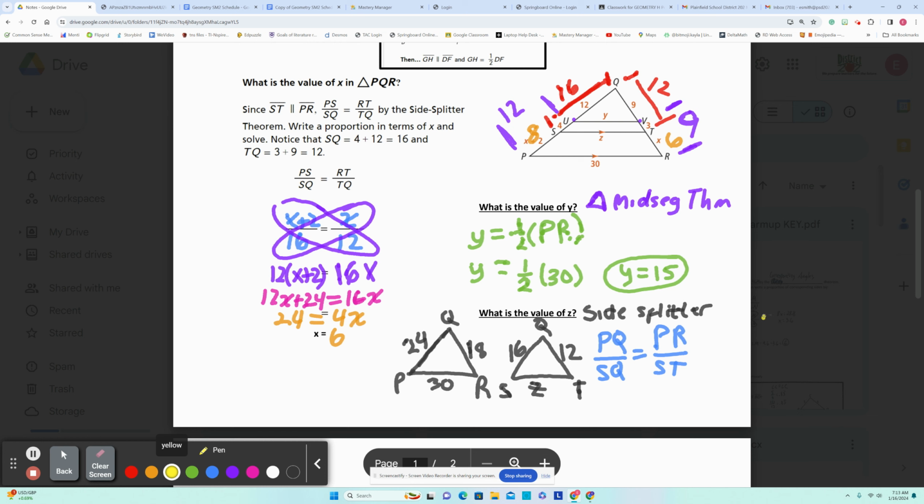So this is going to be set up as 24 over 16 equals 30 over Z. I cross multiply, that leaves me with 24Z equals 16 times 30. This will be 24Z equals 480. That leaves me with Z equals 20.